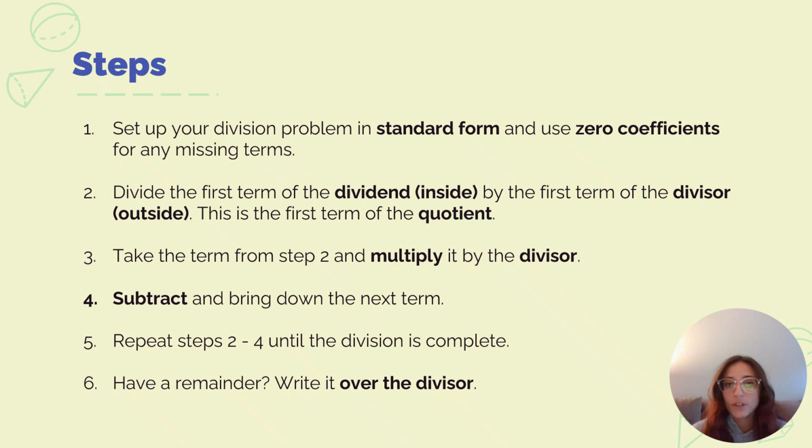So you're going to set up your division problem in standard form. You use zero coefficients for any missing terms. So if it goes x to the fourth and then x squared, you're going to put a zero where there would be an x cubed.